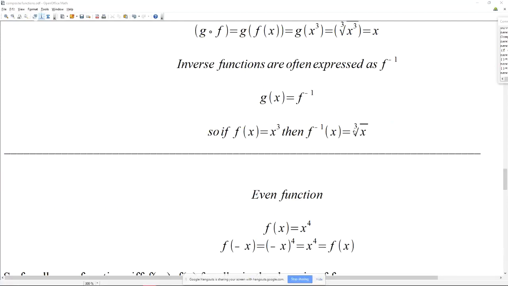For any inverse function, if I pick x to the 5th, the inverse function is going to be the 5th root of x. And vice versa. If I ask what's the inverse function of the 5th root of x, it's just x to the 5th. Does it make sense? And it's also x to the power of 1/5.